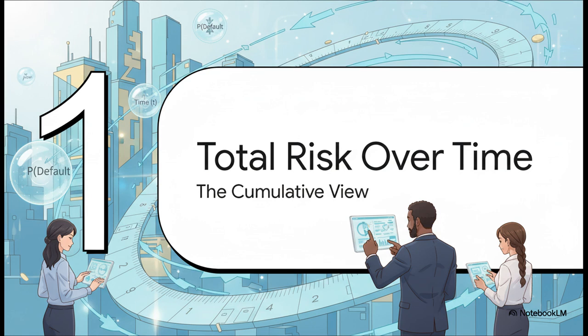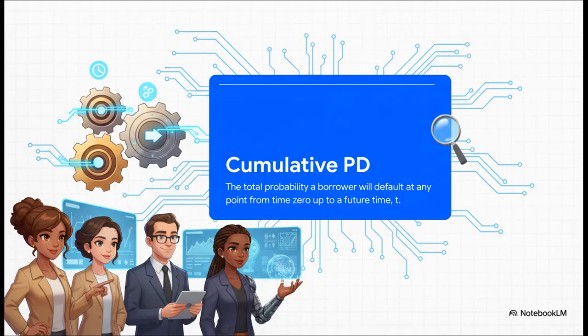This is the big, long-term perspective, the cumulative probability of default. You can think of it as the total risk that just keeps building up over time. So what does this actually mean? Well, it's the total, accumulating risk right from the second a loan gets issued. It's the number that answers the question, what is the total chance of this borrower failing by the end of, say, year 3? This is really our baseline for understanding that lifetime risk.